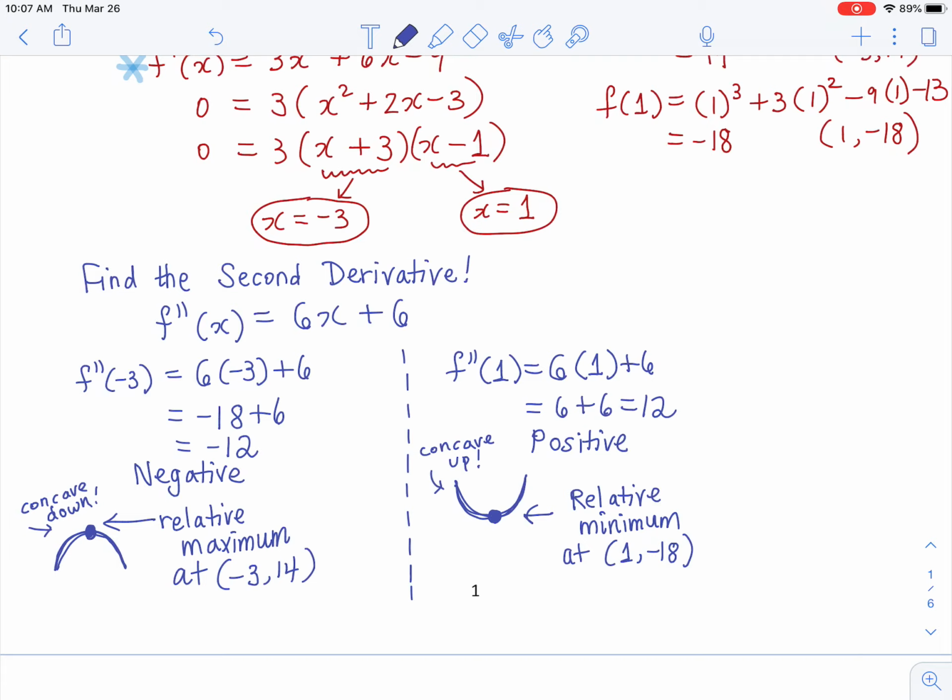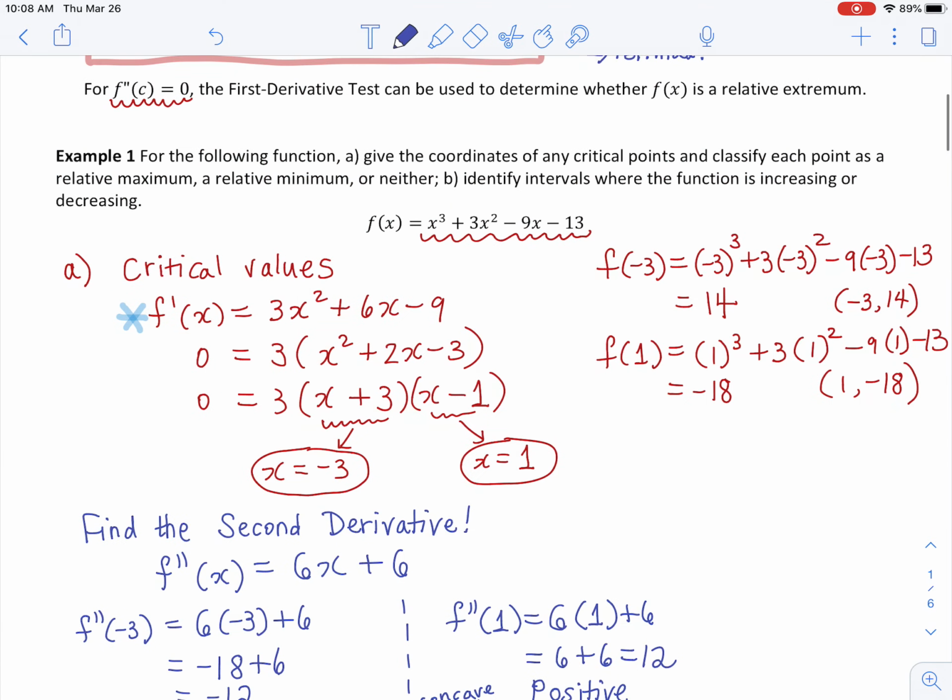So we just completed part A using the second derivative test. Because the second derivative came out to be negative for negative 3, when you plug in negative 3, we said negative 3, 14 is a relative maximum. And because when we plugged in positive 1 into the second derivative, the value came out to be positive, we said that's going to be a relative minimum. So I want you to use this strategy today on 3.2 classwork instead of the first derivative, okay?